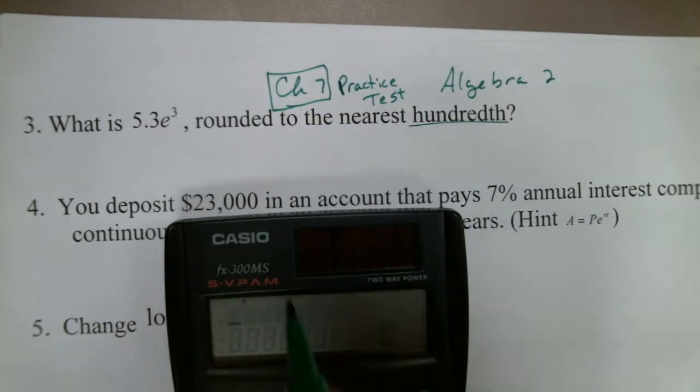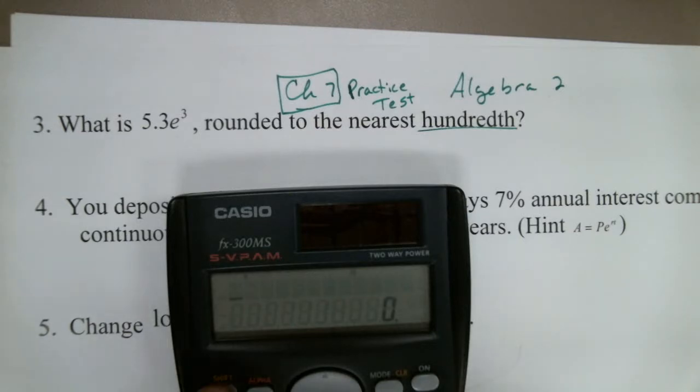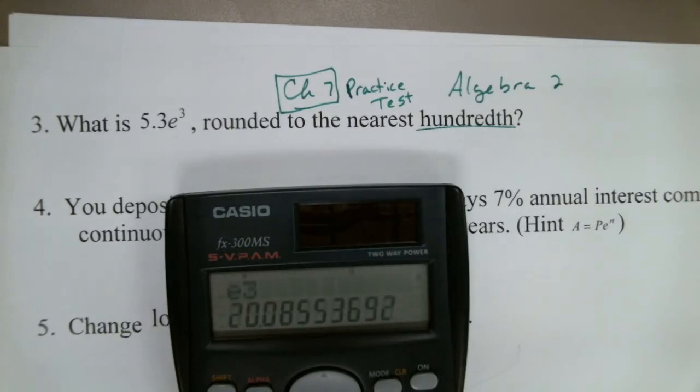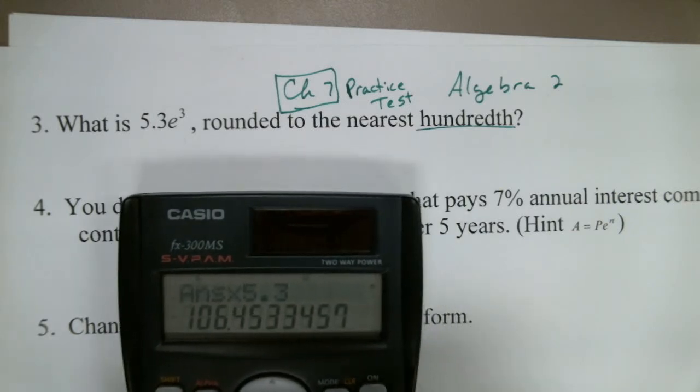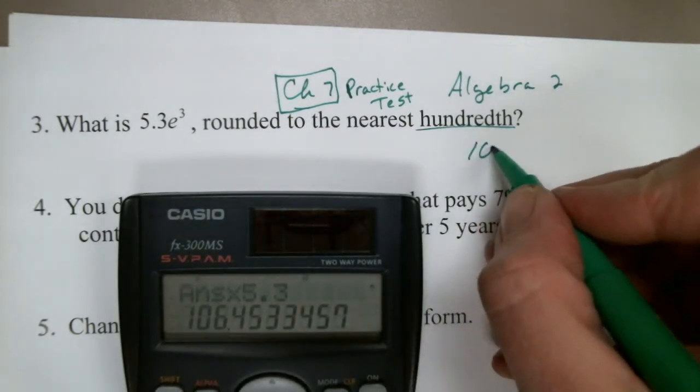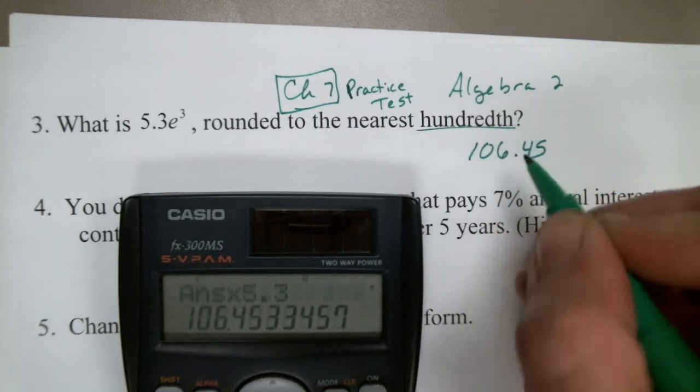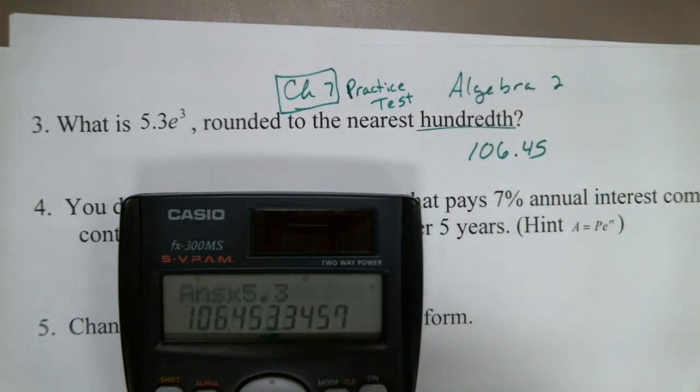When you're doing this in your calculator, to get to e, you do the shift of the natural log, and then the 3. Okay. Then once you get e to the third power, multiply it by 5.3. Let's round this to the hundredths place, which is 2 decimal places. So 106.45. Since that 3 is less than 5, we don't have to worry about rounding the 5 up.